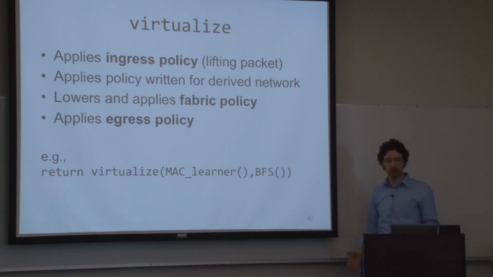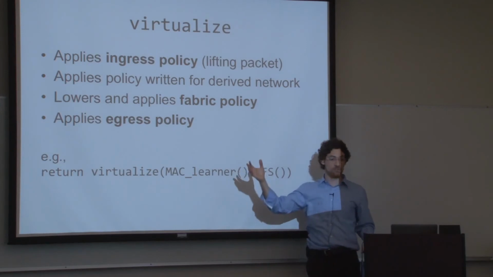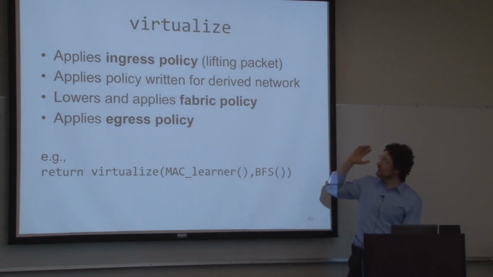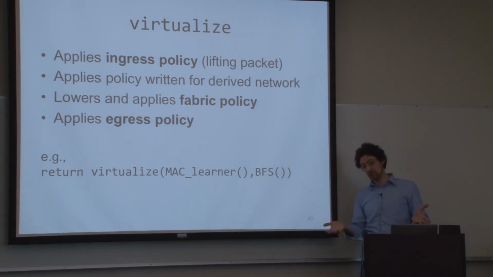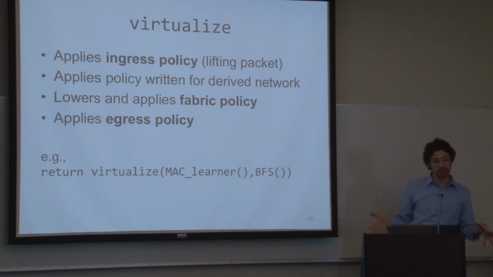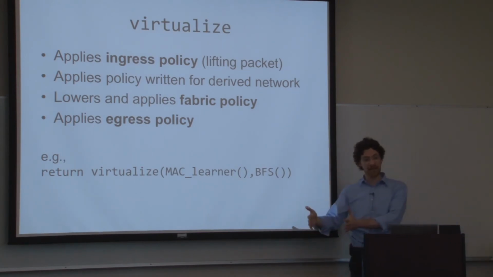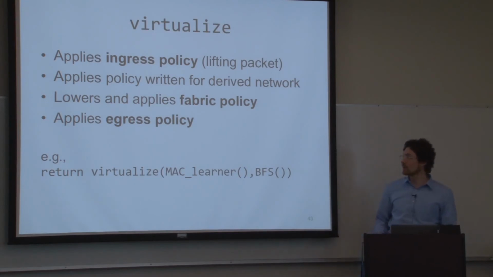Essentially, the way this works is I'm going to take the ingress policy that's been specified and apply it to the incoming packets. Then I'm going to apply the guest policy, written against the virtual network. Then I'm going to lower that packet down and hand it off to the fabric policy, which is going to move the packet through the virtual network, or simulate moving it. And finally, if applicable, I'm going to apply the egress policy and release the packet from my domain.